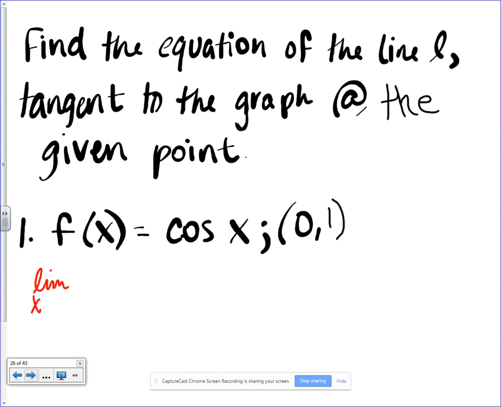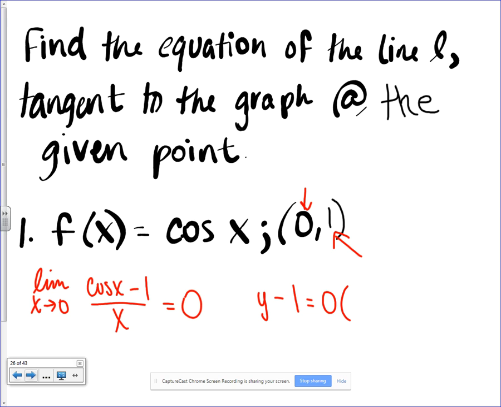So I have the limit as x approaches a of f of x minus f of a, which I already know from right here, all over x minus a. Well, that is identical to your identity. You know that this thing is in fact 0. So now I'm going to use this as my slope, and plug it into point slope form. y minus y1 equals m times x minus x1. And when you simplify all that down and isolate the y, you get that as your tangent line.